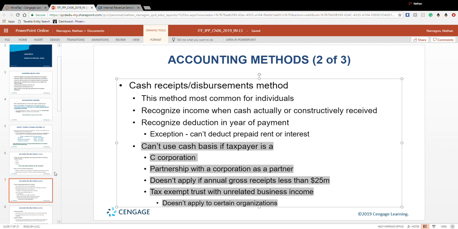If you have gross receipts of more than 25 million, okay? Anybody that has less than 25 million, you can use the cash method. That one's a little bit confusing right there, but it has to be more than 25 million in gross receipts. And if it's a trust with unrelated business income, okay, we still have to use a different method than cash.